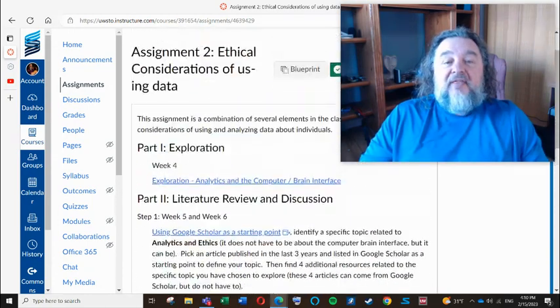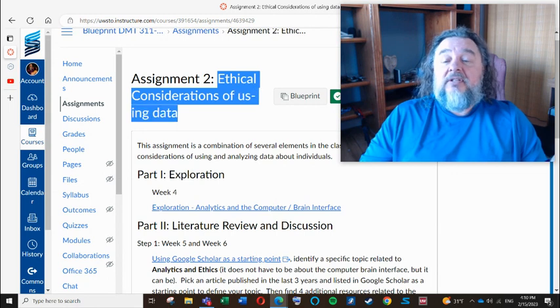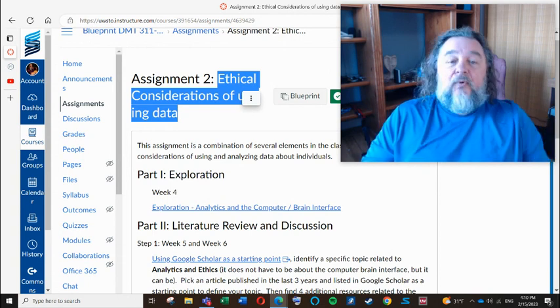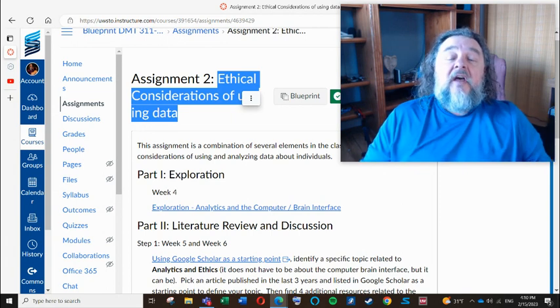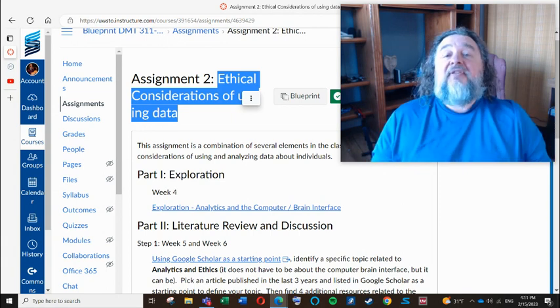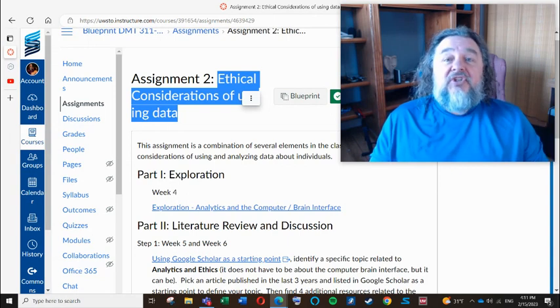So that is going to be several weeks where we spend time talking about the ethical considerations of using data. We're going to start with the computer brain interface, but you can go into it from whatever direction. That will set us up not just for the rest of this class, but hopefully for embedding the idea that ethics should be an important part of any discussion when you are dealing with people and their lives. So I'm going to wrap this up now. That is the agenda of what we're going to do.